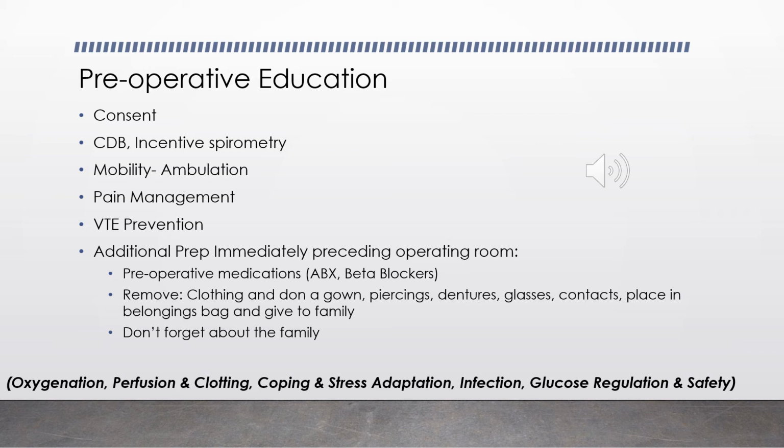Okay. CDB is cough, deep breathe, incentive spirometry. These are all very important to educate your patient on prior to surgery so that they know post-operatively we're going to be asking you to cough, deep breathe, blow into the incentive spirometry to prevent any type of respiratory complications. Mobility-wise, we've got to make sure we're getting you up and ambulating. Early ambulation is going to prevent not only respiratory complications, but prevent blood clot possibilities, right?